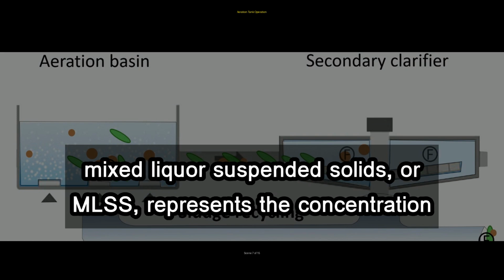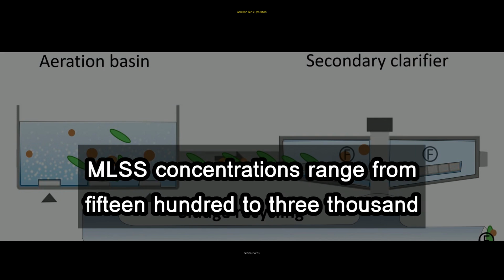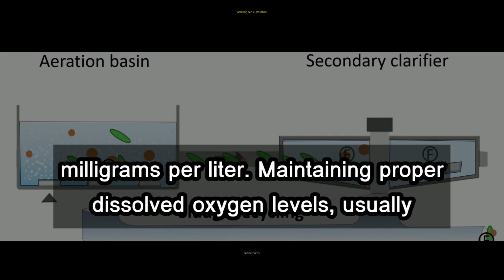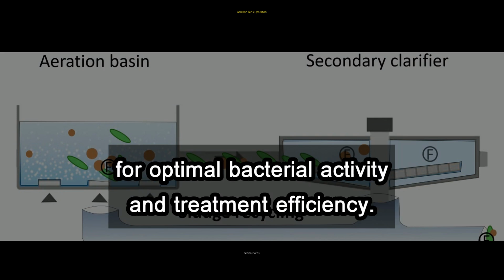The mixed liquor suspended solids, or MLSS, represents the concentration of microorganisms and organic matter in the tank. Typical MLSS concentrations range from 1,500 to 3,000 milligrams per liter. Maintaining proper dissolved oxygen levels, usually between 2 and 4 milligrams per liter, is essential for optimal bacterial activity and treatment efficiency.